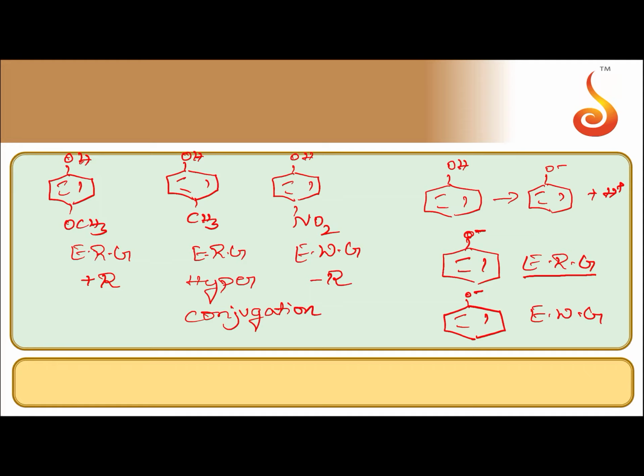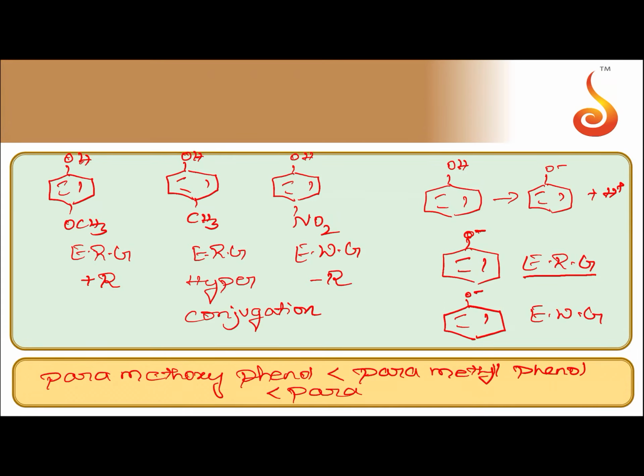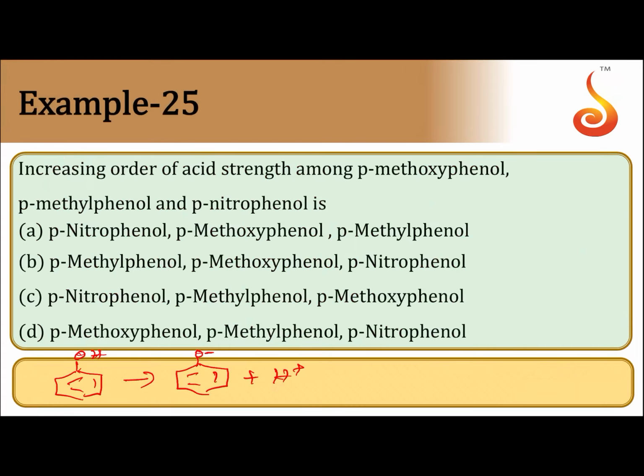So what is the order of acidic character now? Acidic character is directly proportional to the stability of phenoxide ion. So para-methoxyphenol is less acidic than para-methylphenol, which is less acidic than para-nitrophenol. This is the order.